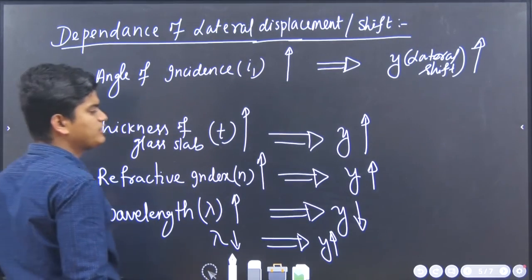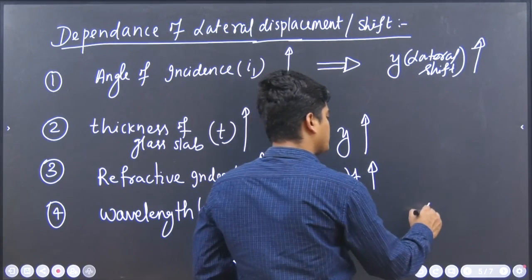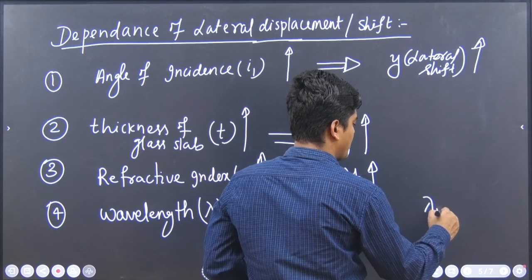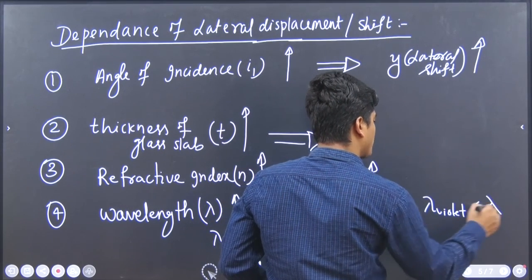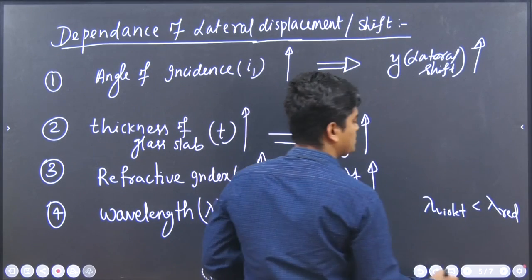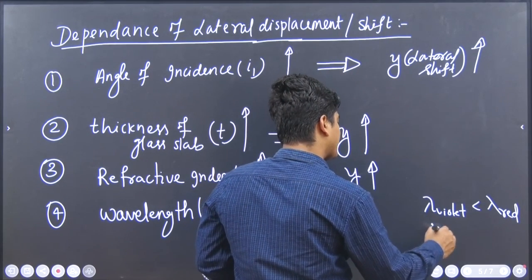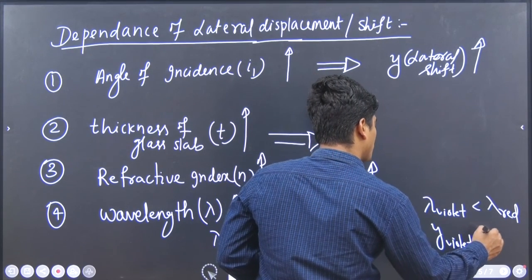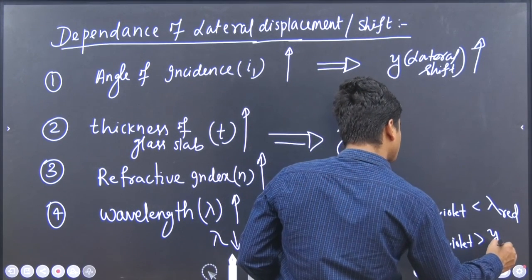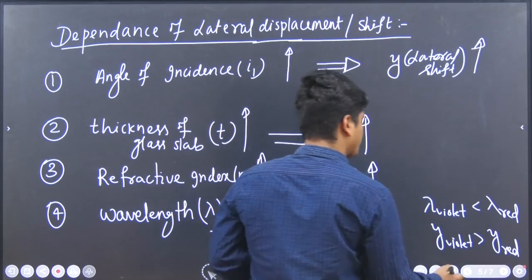That means if we check the colors, lambda of violet light is less than that of red light. So the lateral shift of violet will be more than the lateral shift of red light.